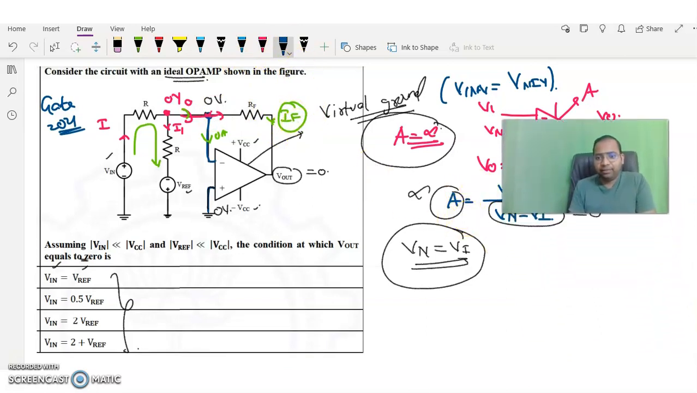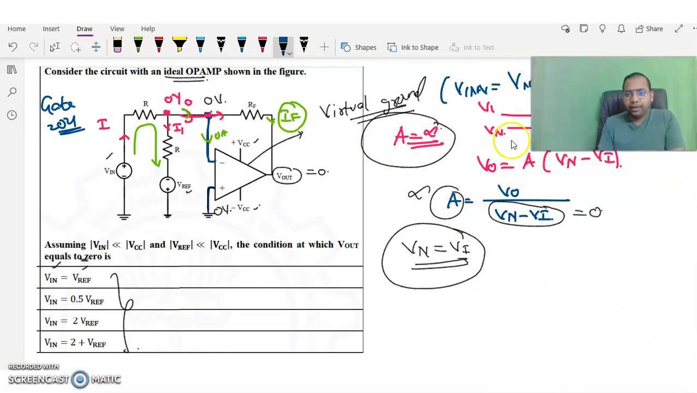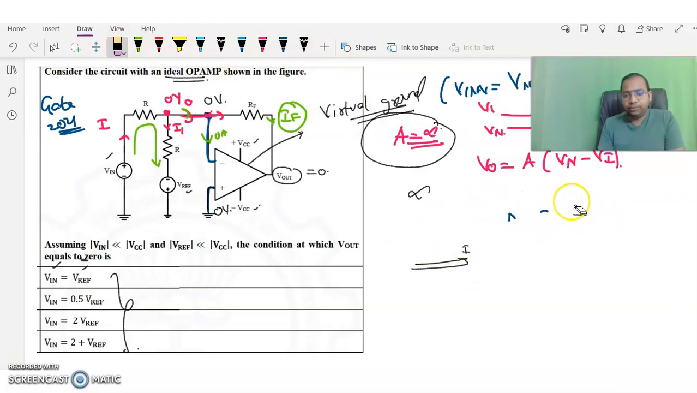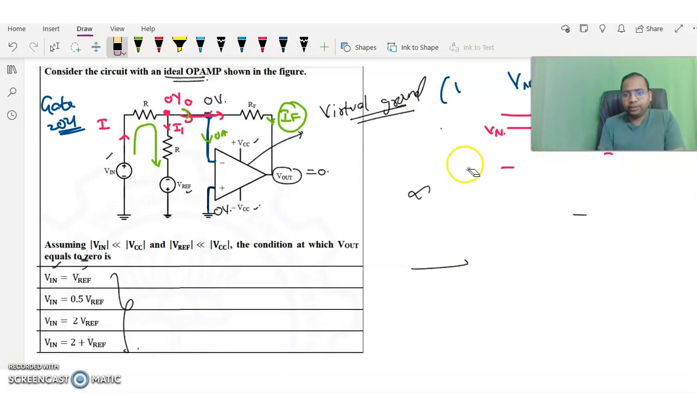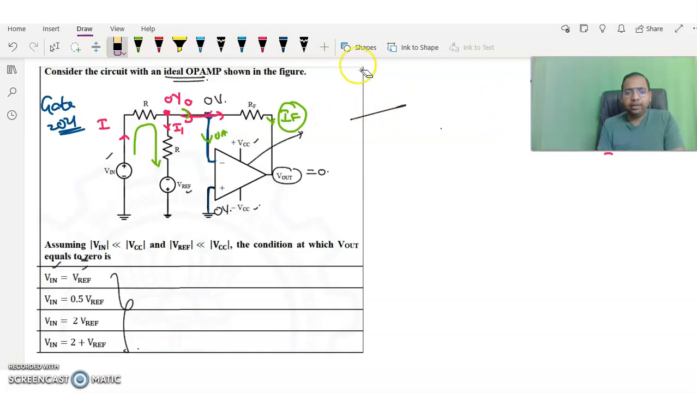Just carefully have a look here. I'm just erasing this one, guys, because I need some space to solve. So if you want to, make a note of all these points carefully.